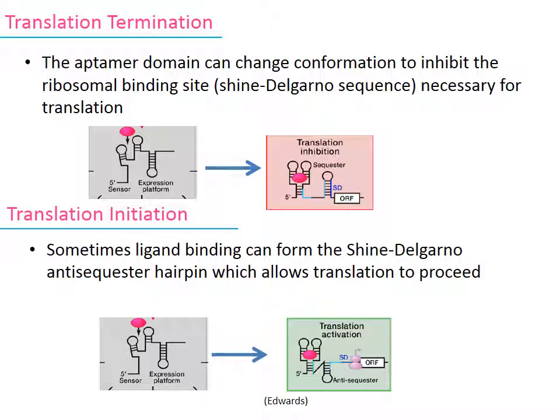In addition to transcription, riboswitches also control translation attenuation. To terminate translation, the aptamer will bind to a ligand and change to a conformation which inhibits the Shine-Dalgarno sequence, or the ribosomal binding site, so the gene is never able to be translated. Translation initiation occurs when effector binding changes the formation of an anti-sequester hairpin, allowing translation to proceed. An anti-sequester hairpin is only created if the ribosomal binding site is already naturally inhibited before binding to an effector.